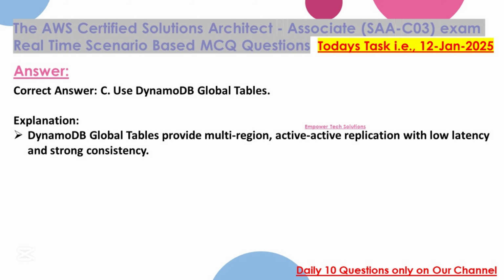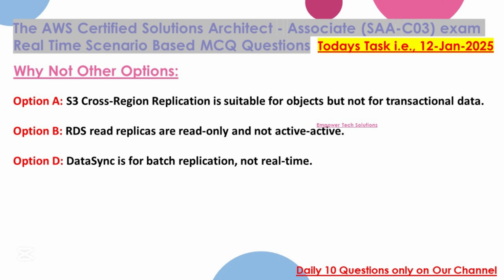Correct answer: C. Use DynamoDB global tables. Explanation: DynamoDB global tables provide multi-region, active-active replication with low latency and strong consistency. Why not other options? Option A. S3 cross-region replication is suitable for objects but not for transactional data. Option B. RDS read replicas are read-only and not active-active. Option D. DataSync is for batch replication, not real-time.